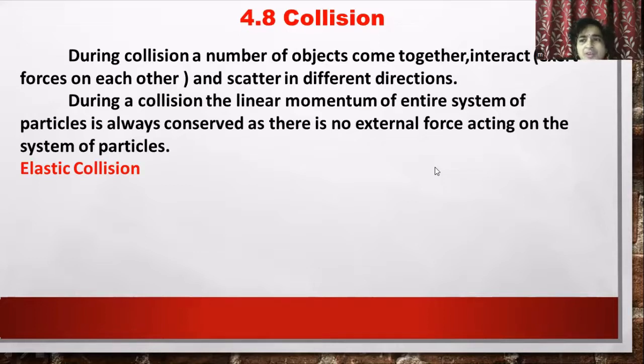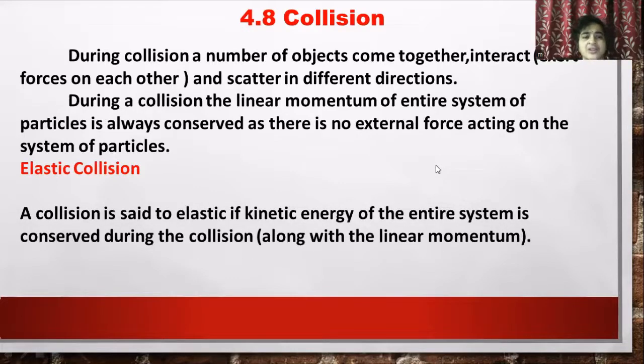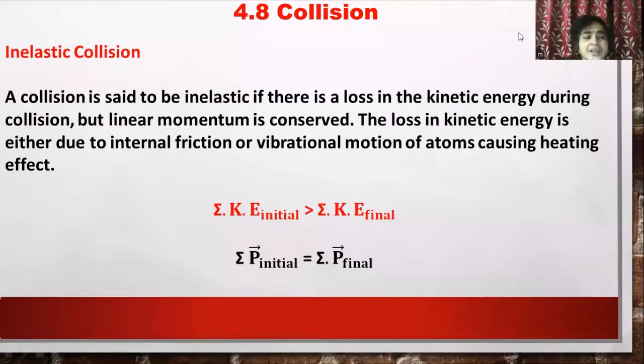Now there are two types of collisions depending upon whether kinetic energy is conserved or not. The first is elastic collision. See, in elastic collision, kinetic energy of the entire system is conserved. Linear momentum is also conserved and kinetic energy is also conserved. And in inelastic collision, linear momentum is conserved, but kinetic energy is not conserved. In inelastic collision, there is always a loss of kinetic energy.